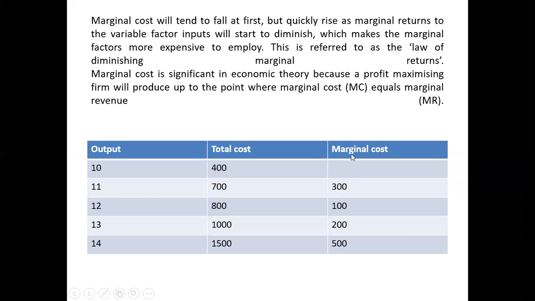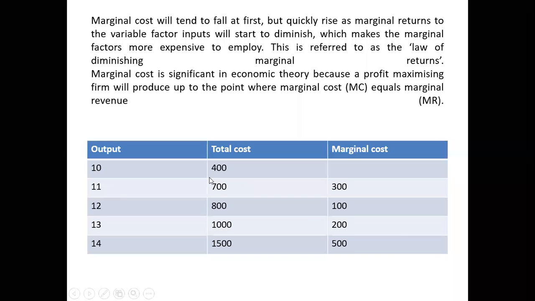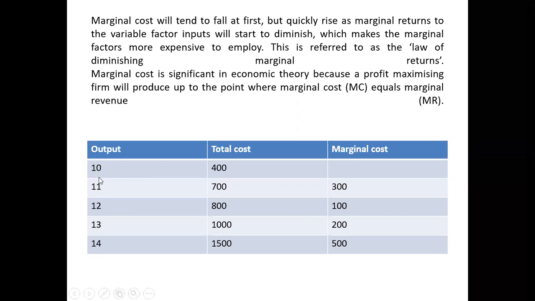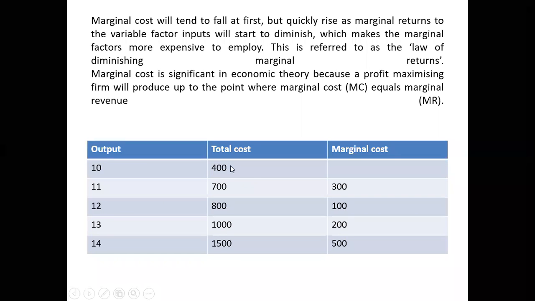Now how do we calculate marginal cost? Marginal cost is calculated like this. Suppose we calculate it at the 11th unit of output. It is 700 minus 400. That means the expenditure that occurs to produce the 11th commodity. So 700 minus 400 is 300.